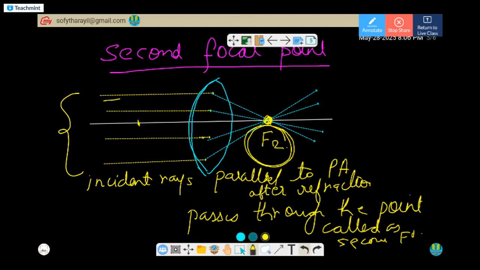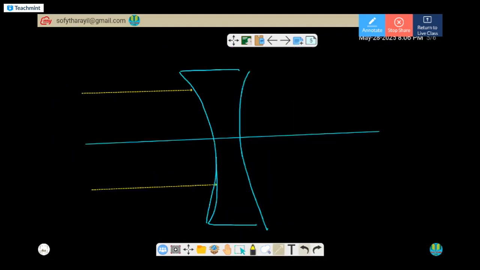Done writing, everyone? Now we discuss how you decide the second focal point for the concave lens. So we have the principal axis. Again, you're going to do the same thing. You will all take the incident ray parallel to the principal axis. And just taking two, you can take many of them. So as the rays are going to almost reach the center point, these are diverging. So concave has the ability to diverge the rays.